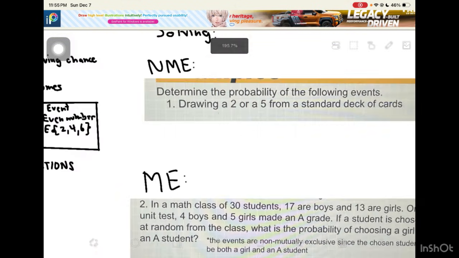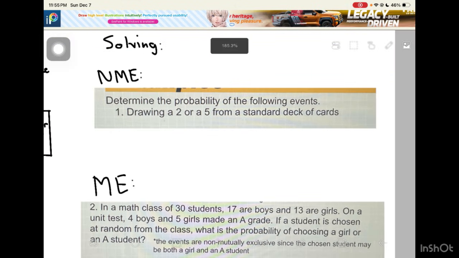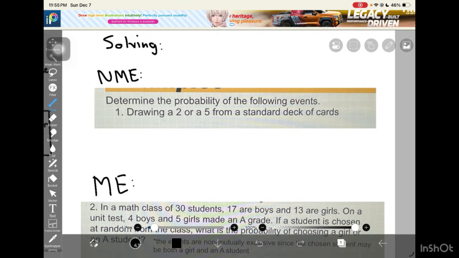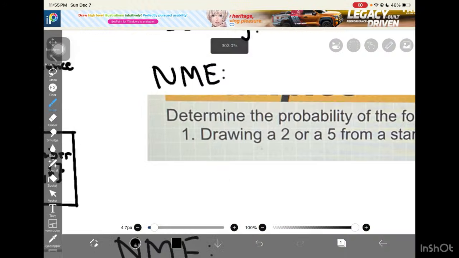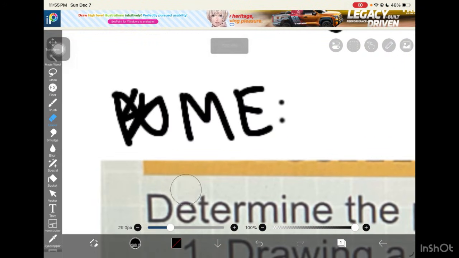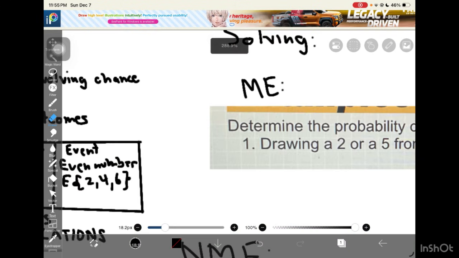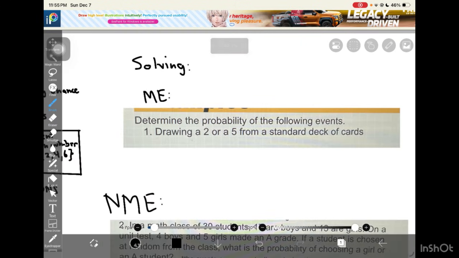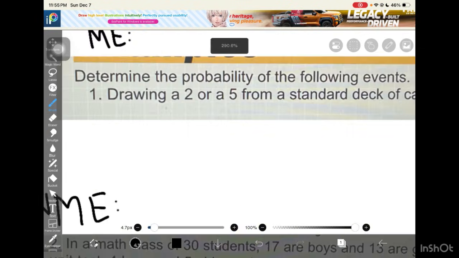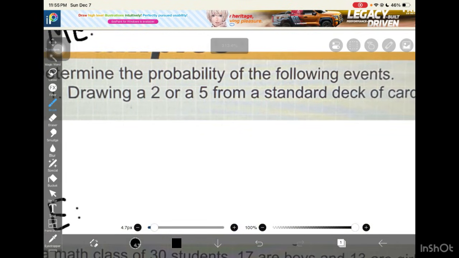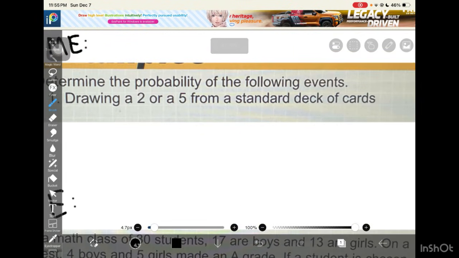So let's try. This one, first and foremost, is a non-mutually exclusive event. Why? Oh, I mixed it up. Okay, you're not seeing anything. Okay, there. So mutually exclusive event. Why is this a mutually exclusive event? That means there's no intersection between drawing a 2 or 5 from a standard deck of cards.